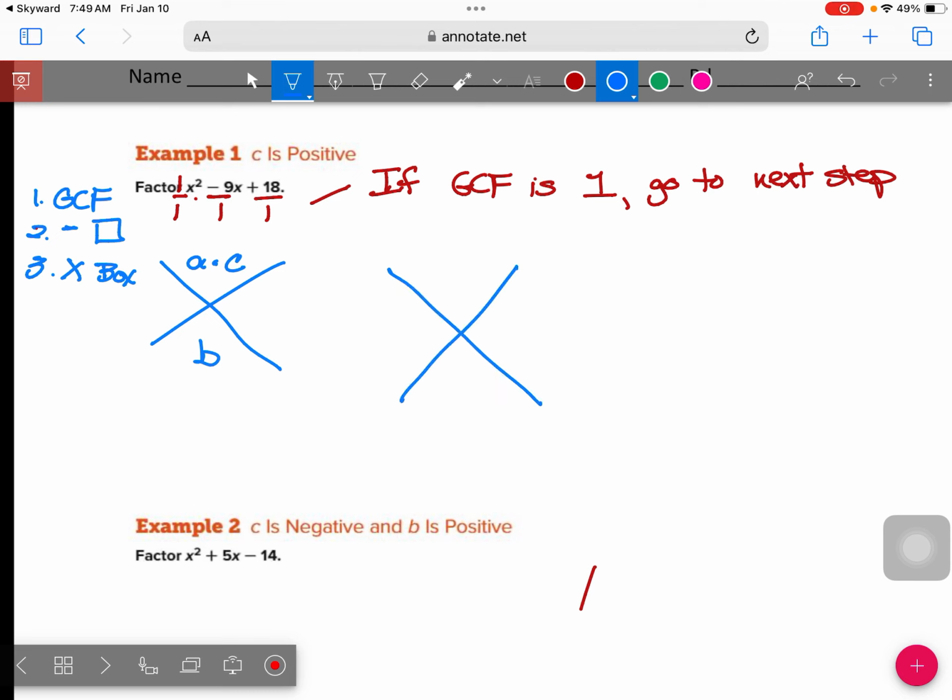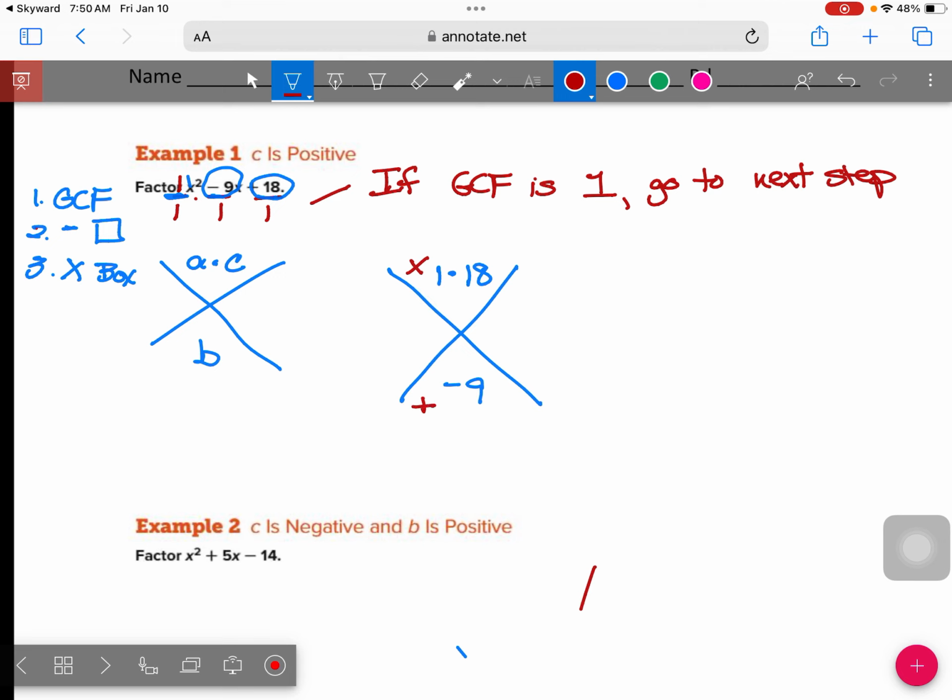All right. The A is the coefficient in front of the x squared. So that's going to be a 1. Your C is the constant. C is the constant, so that is 18. Your B value is the middle term, the coefficient of the middle term. So that's negative 9. So now I am trying to think of two factors that multiply to give you 18 and add to give you negative 9.